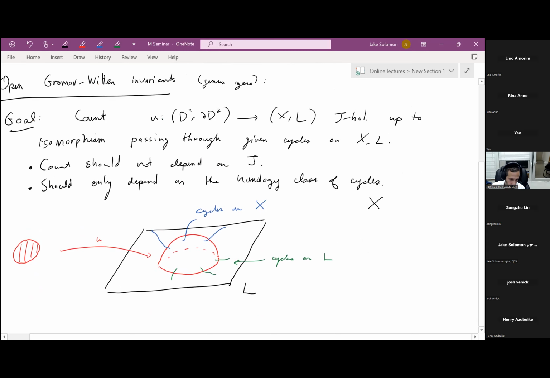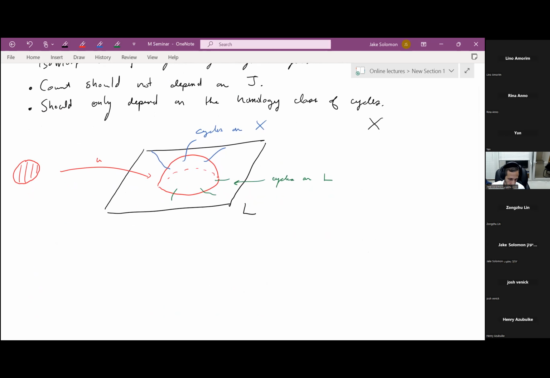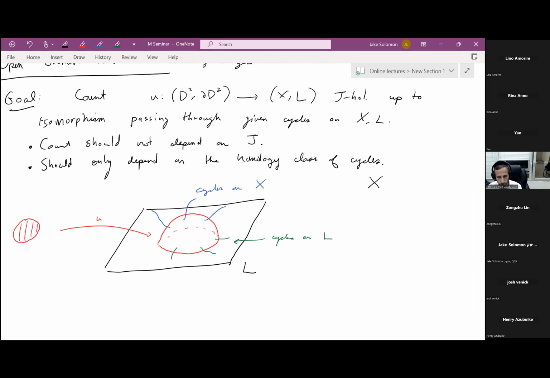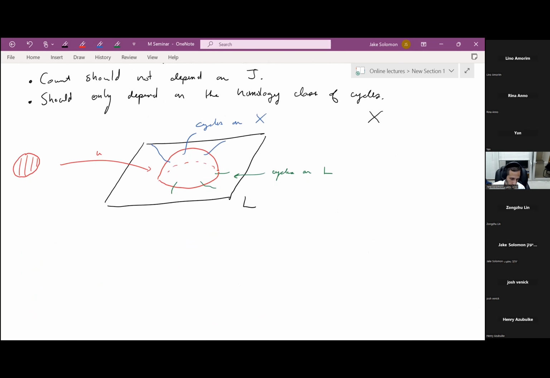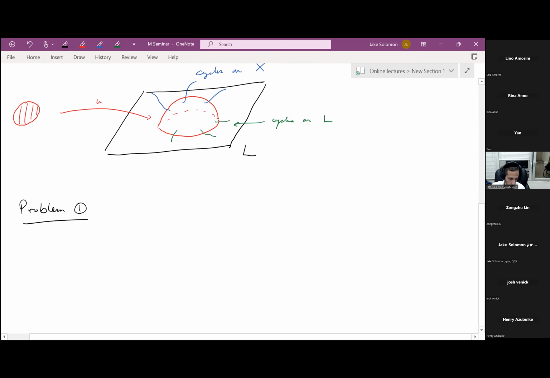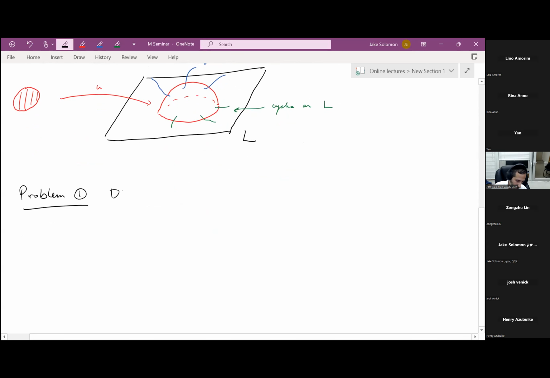So this is a nice idea, and it's been around since the beginning of Gromov-Witten theory, but there are two problems which prevented the development of this theory. So the first problem was disk bubbles.